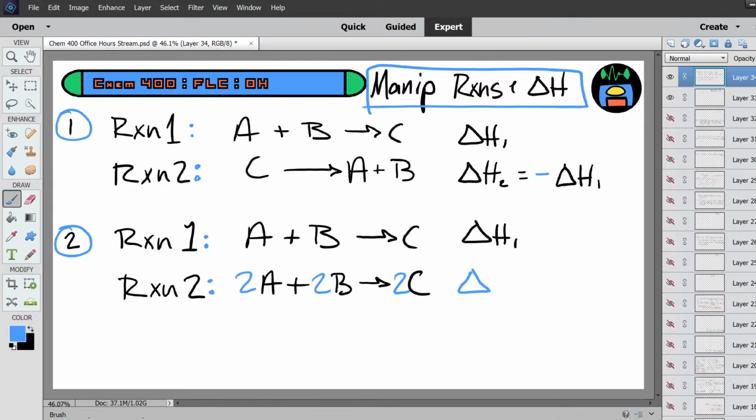The delta H for reaction 2 is related to the delta H for reaction 1. It's actually the delta H for reaction 1 multiplied by 2. If you multiply everything in a reaction by a number, you also multiply your delta H by that number.